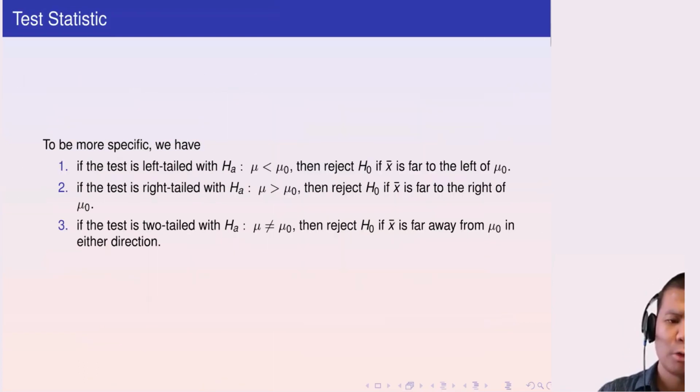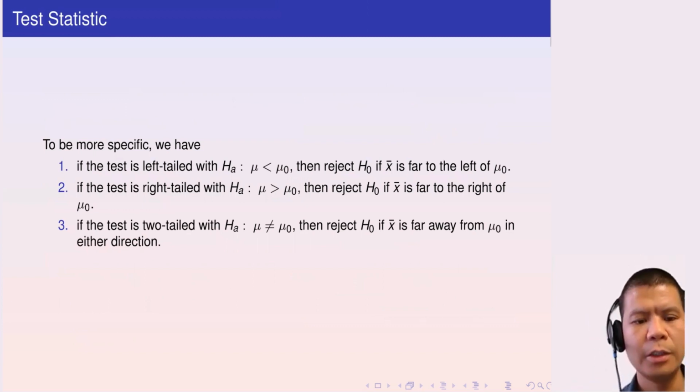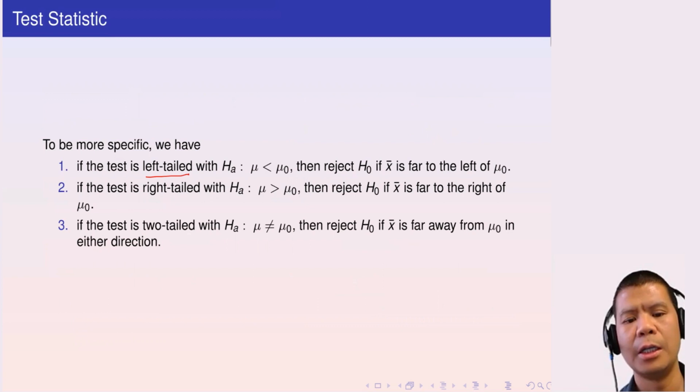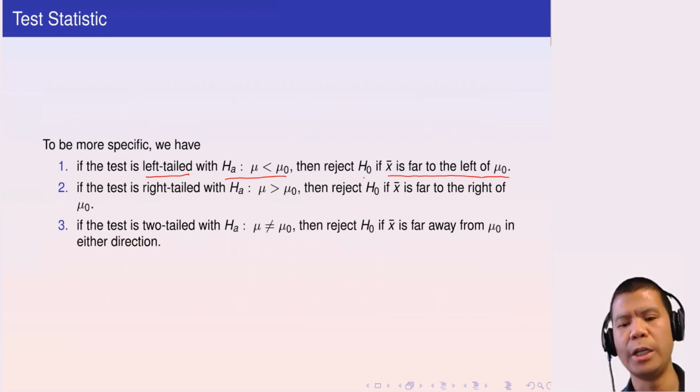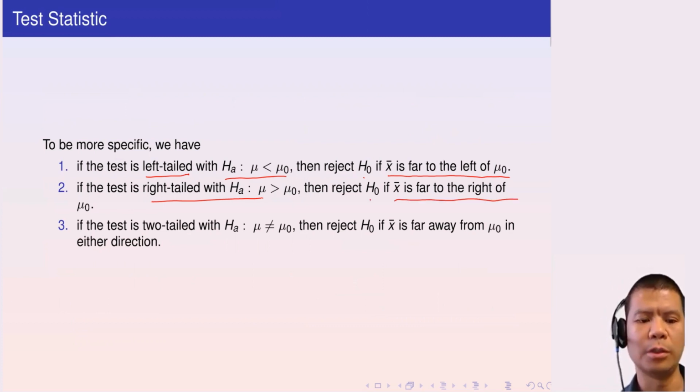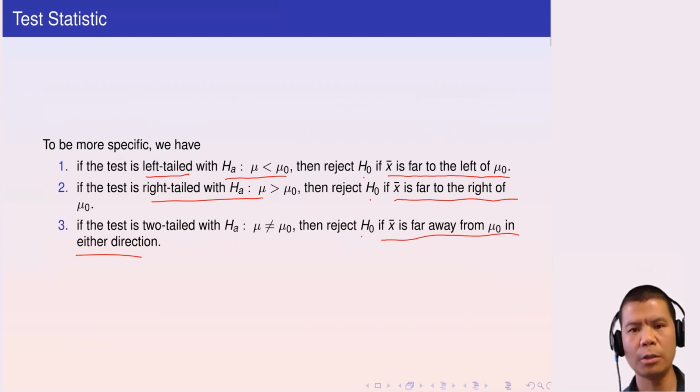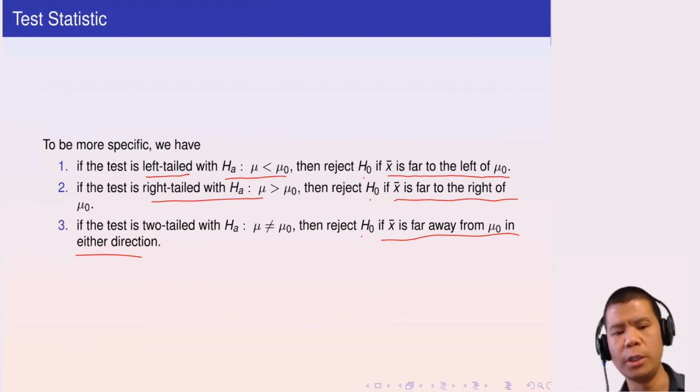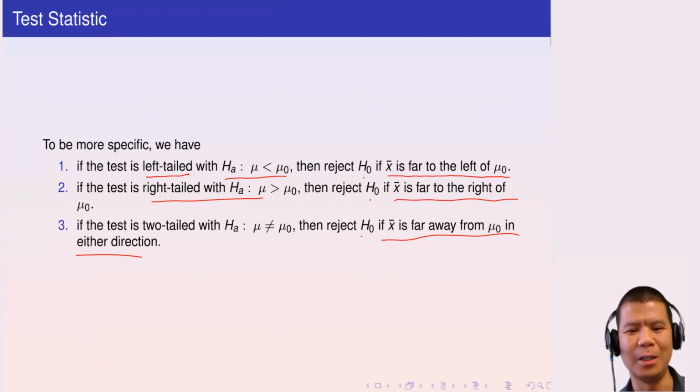Okay, so to be more specific, if the test is left-tailed, then reject H0 if X bar is far to the left of mu0, right? If it is right-tailed, reject H0 if X bar is far to the right of mu0, and for two-tailed, if it is far away in either direction. We're going to talk about these three different situations using examples. I guarantee you will be clear when we talk about those. All right, let's just leave it here for now.